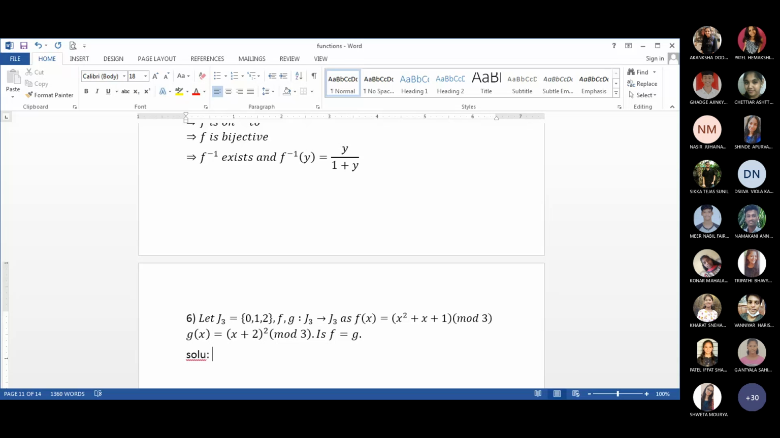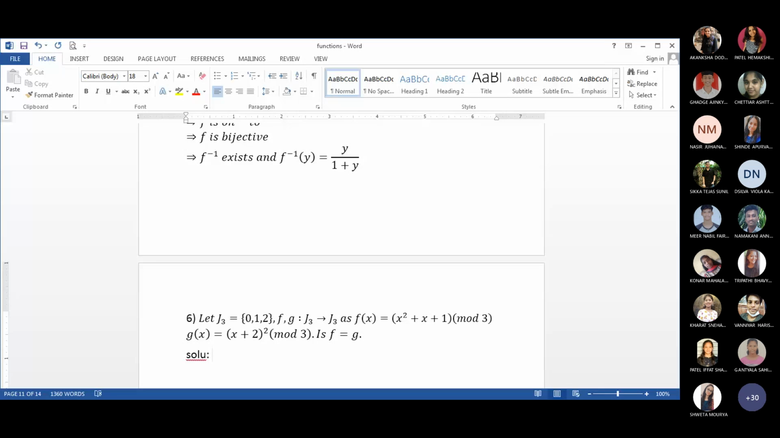F and G are functions from J3 to J3, where f of x is defined as x square plus x plus 1 mod 3 and g of x is defined as x plus 2 the whole square mod 3. What we have to check is whether f is equal to g.